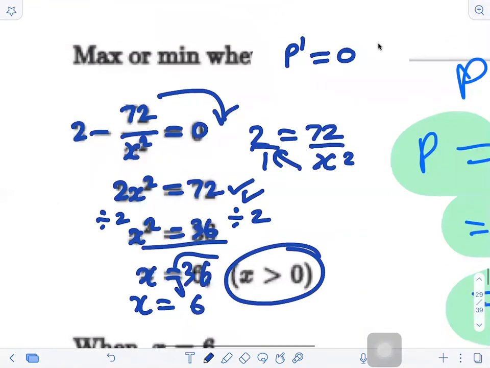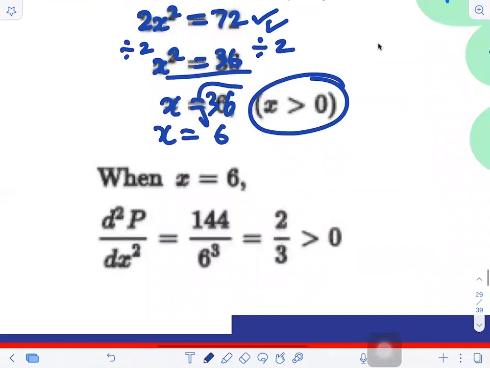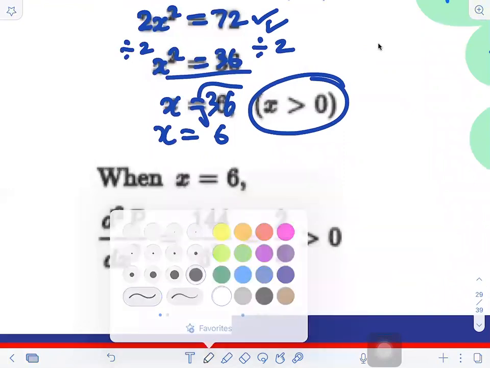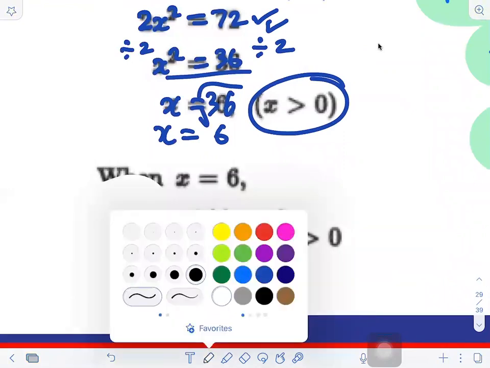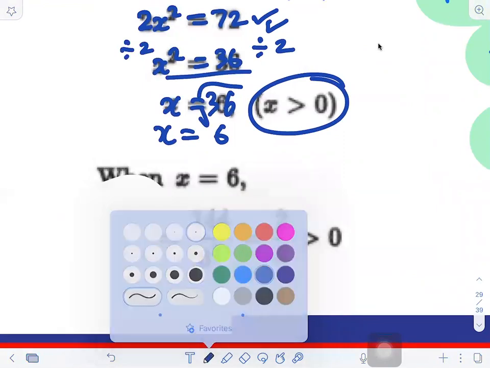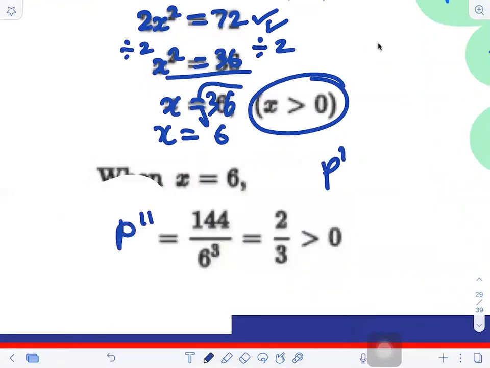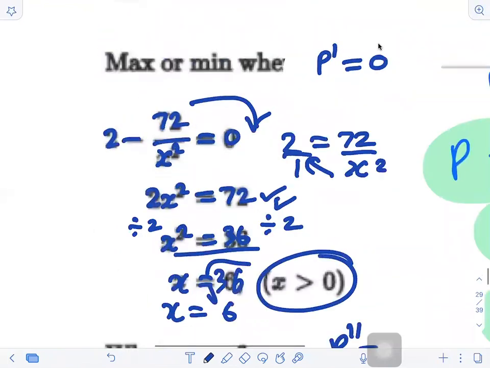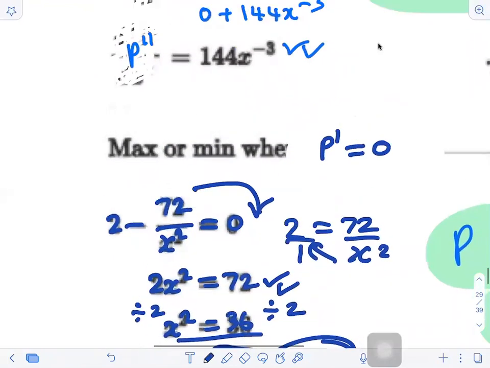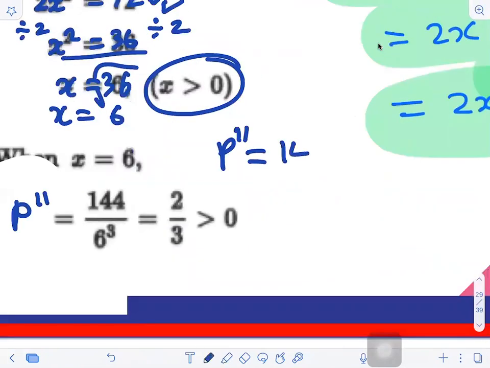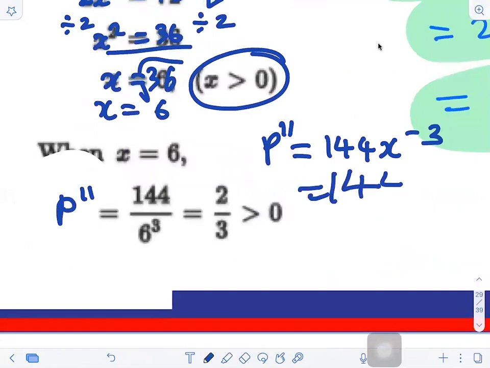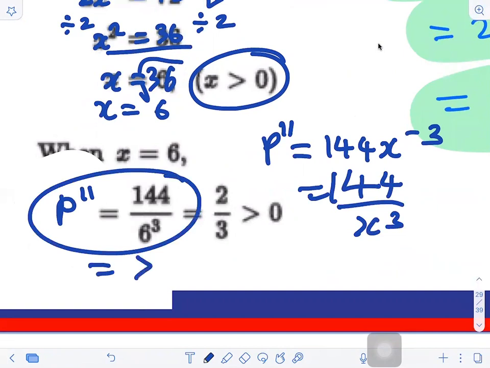Okay, if you want to check that it's a maximum or minimum, you need to then put it into P double dash. So P double dash was, now we found it up here earlier, 144 x to the minus 3. So it's 144 over x cubed. So if you put in a 6 there, you can see that that is positive, therefore it is a minimum.